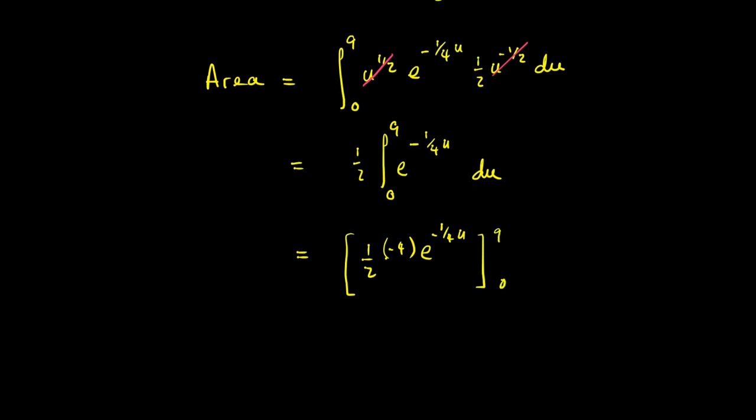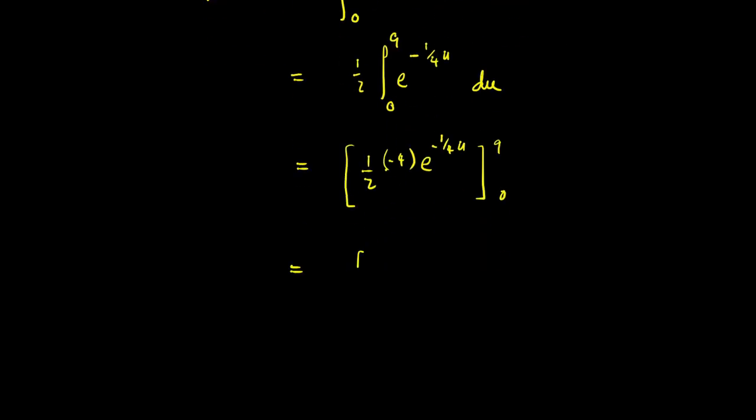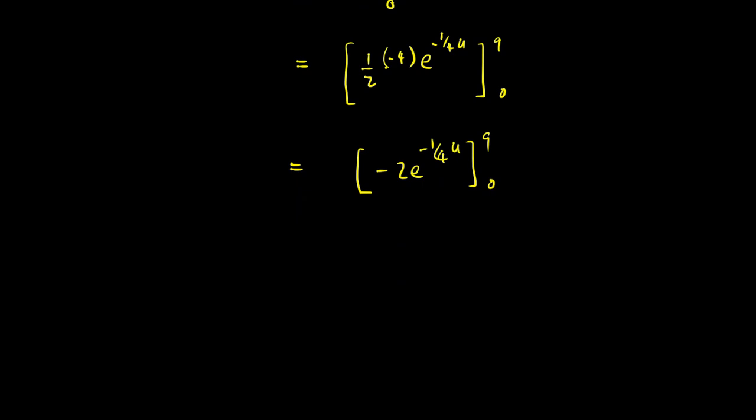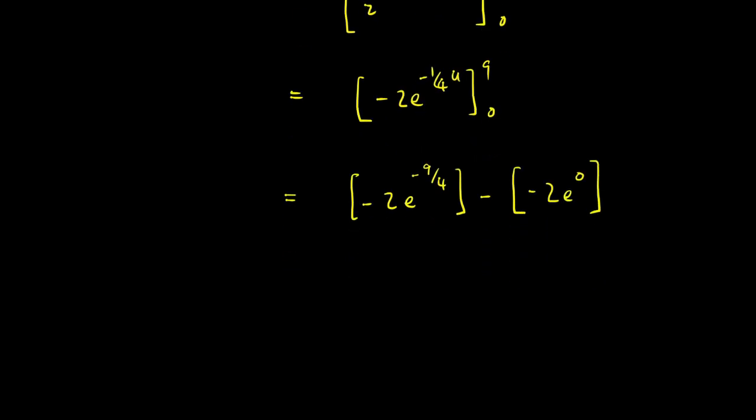I think I'll just try to simplify this a little bit first. So that guy is going to be minus 2 e to the power minus a quarter u between 9 and 0. Okay, so if I substitute in the top bound, I'm going to get here minus 2 e to the power minus 9 upon 4. And if I substitute in the lower bound, I don't get 0. You need to be super careful about that. I get e to the power 0, and e to the power 0 is 1. So actually what I've got here is minus 2 e to the power negative 9 upon 4 minus 2, which is plus 2. Okay, and so that guy there should be my answer.